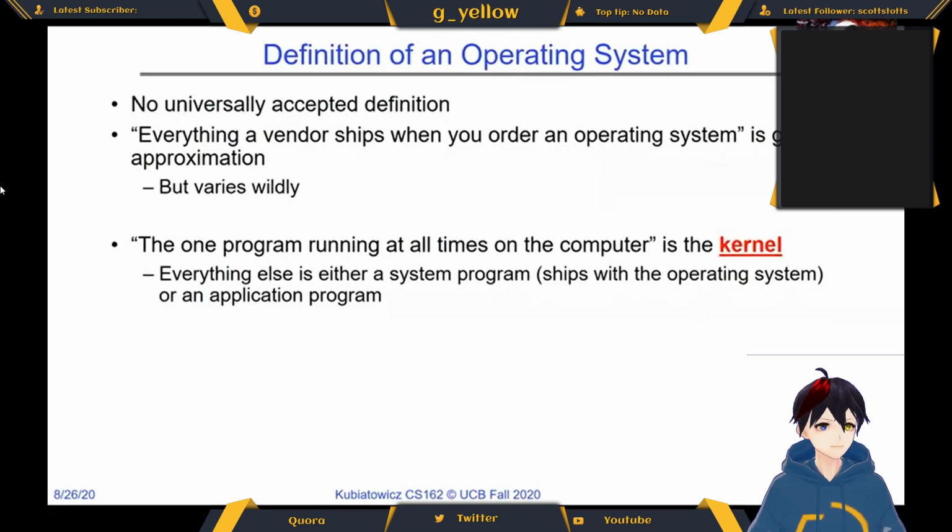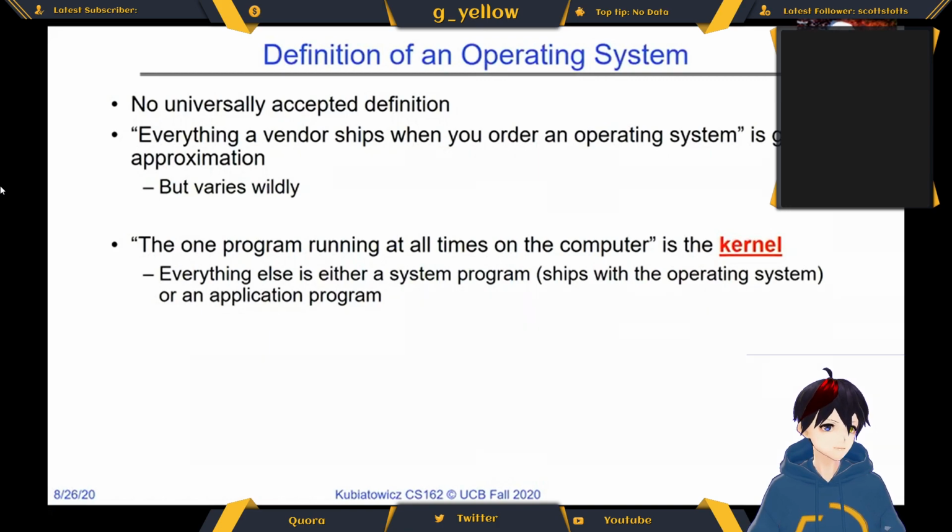So as for a definition of an operating system, there is no universally accepted definition. Everything a vendor ships when you order an operating system might be a good approximation, but it varies pretty widely. It might be the one program running at all times on the computer. Okay, that's the kernel. You'll learn a lot about kernels as the term goes on. But you can see these two points of view are different. Nobody would disagree that the kernel is the core of the operating system. They would disagree pretty widely about whether everything that Microsoft ships with a Windows product is part of the operating system.